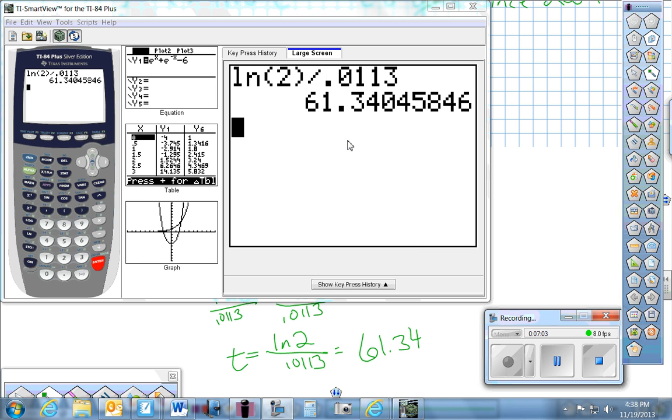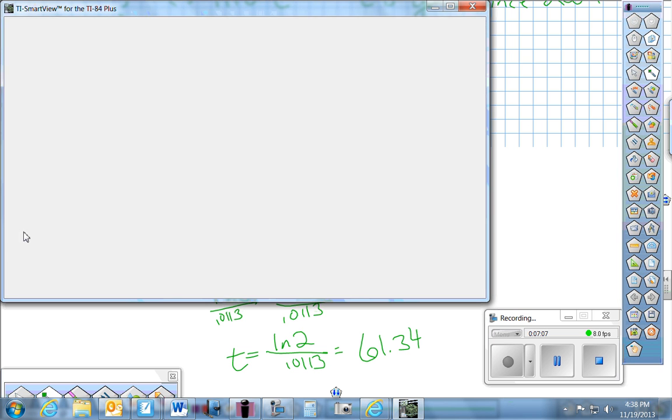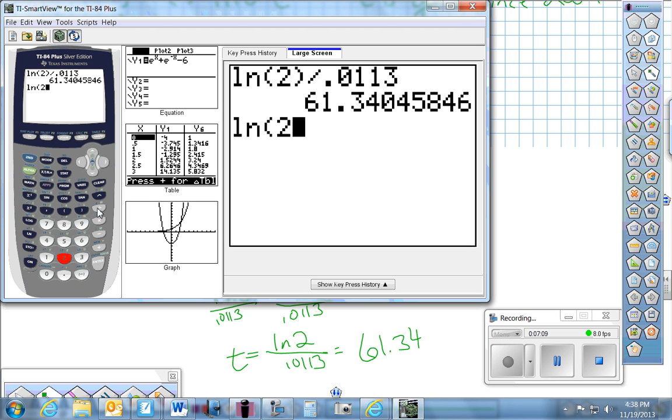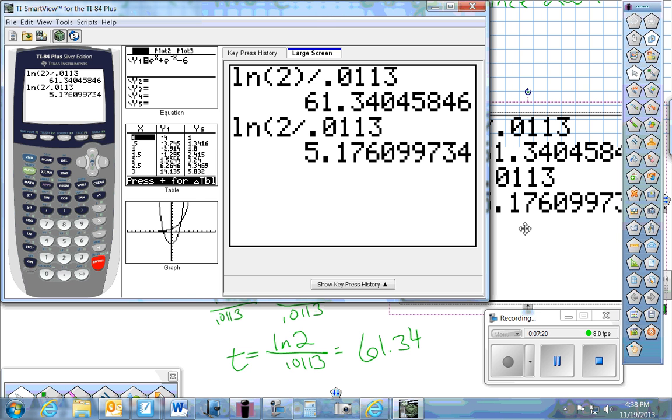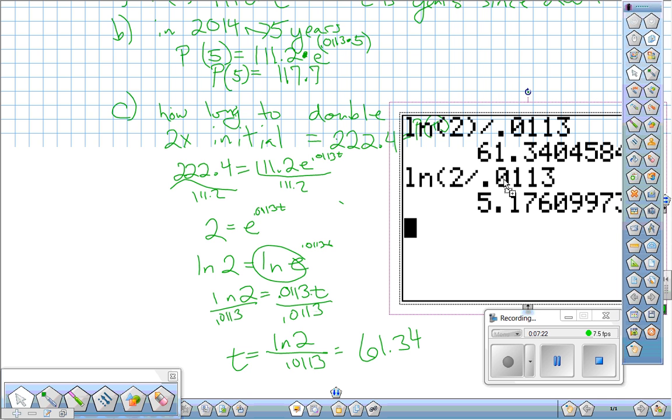So then what I had somebody do was take the natural log of 2 divided by 0.0113. And that's going to give you not the right answer. And that's because of what it's actually doing. If I were to try to pull this over, let's see how it worked. Oh, it worked out pretty good.